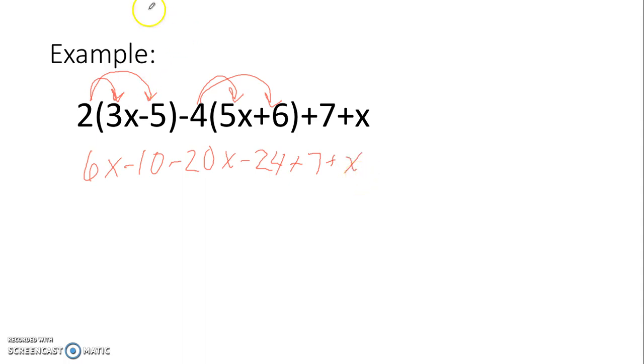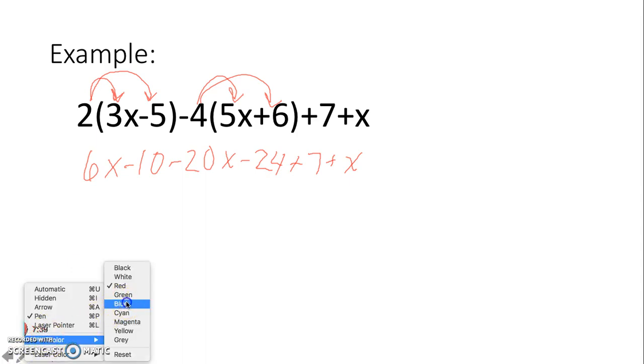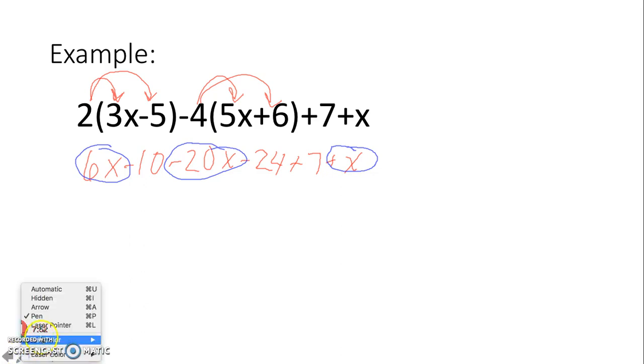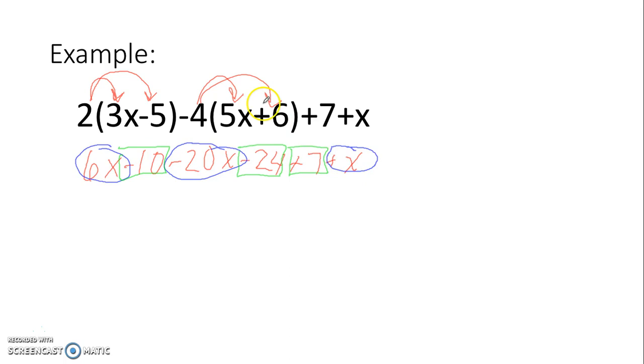Okay, so now let's take a look and combine our like terms now that we got rid of those parentheses. All right, so let's look at the x's first. So I have 6x and then negative 20x and 1x. And then we have our constants that we can look at. So let's take a look at our constants. Let's use green on this one. So we have a box around the negative 10, negative 24, and positive 7.